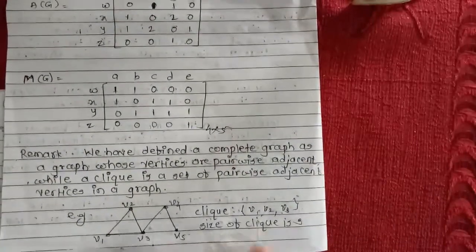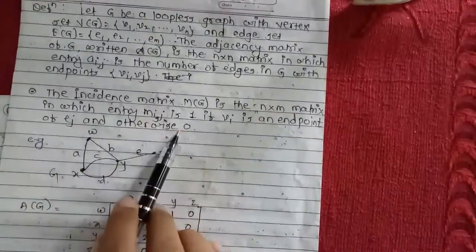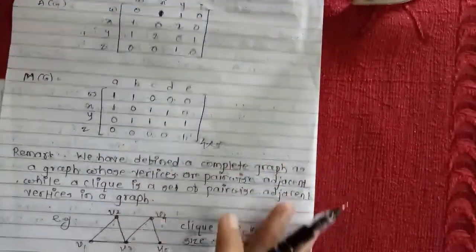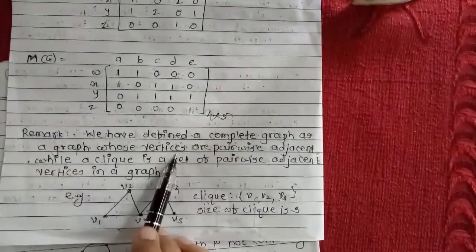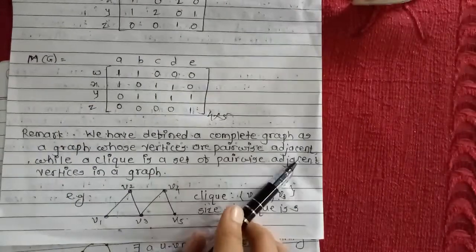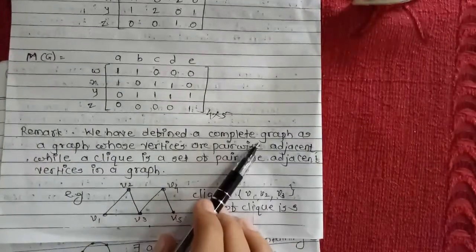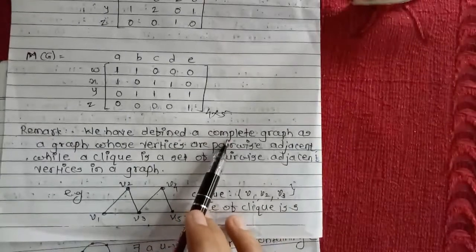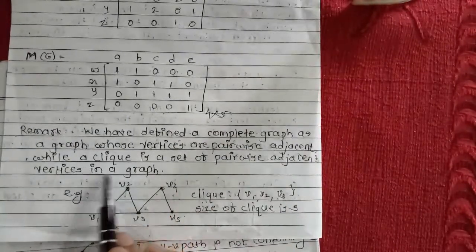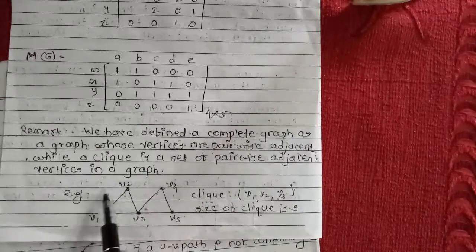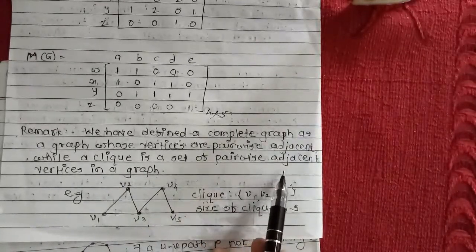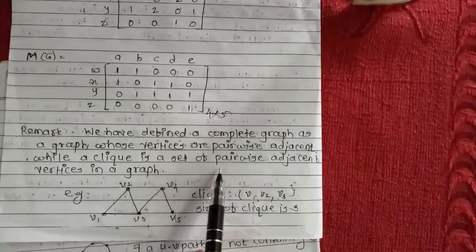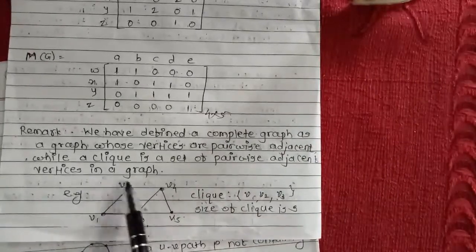So here we have seen the definition of the incidence matrix and the adjacency matrix, right? Now we define a complete graph as a graph whose vertices are pairwise adjacent. Complete graph means every pair of vertices is adjacent, right? While a clique is a set of pairwise adjacent vertices in a graph.